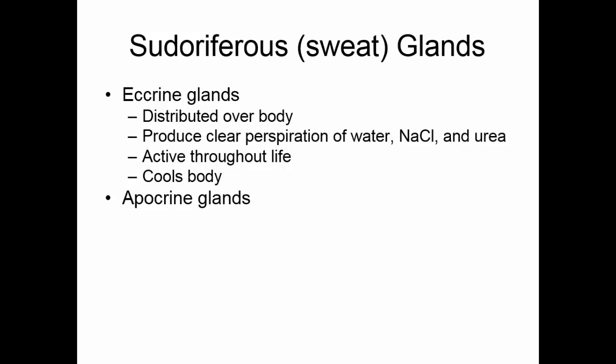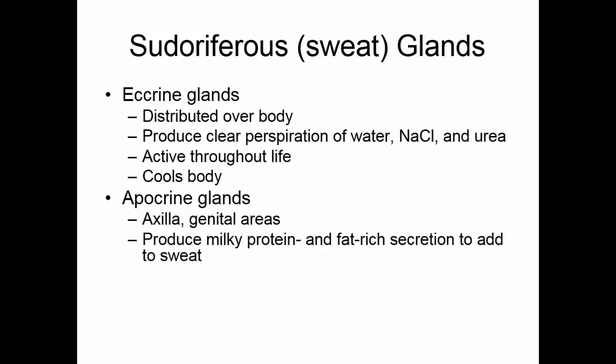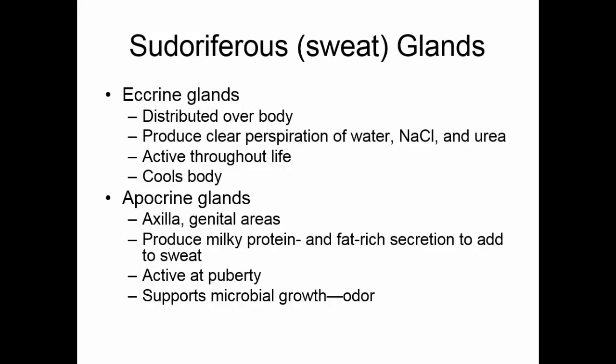The apocrine glands are a little more specialized. They're found only in the axilla and the genital areas. In addition to producing the watery sweat, they also stick in that sweat this milky, protein and fat-rich secretion. So that sweat is a little different looking. These become active at puberty. Because of the extra protein and fat that's in this sweat, microorganisms can use this as a food source, and the byproducts they make smell bad. So this is the sweat that's the stinky sweat.